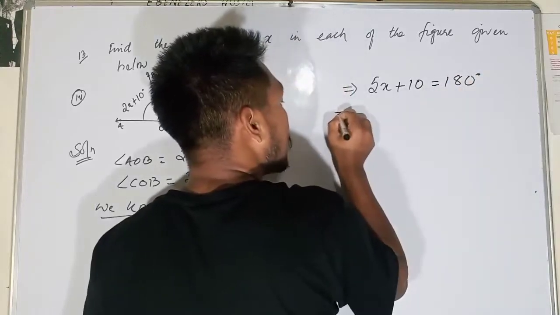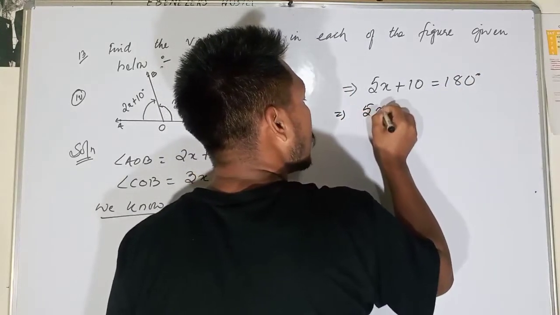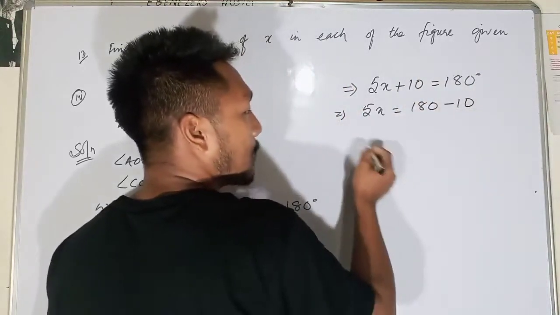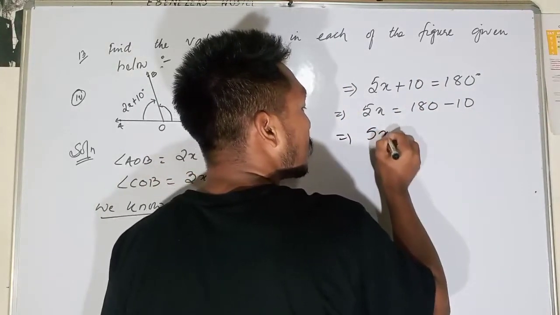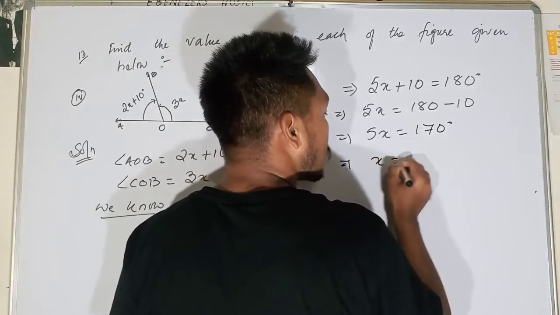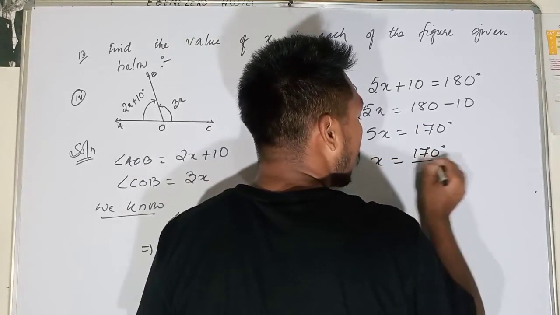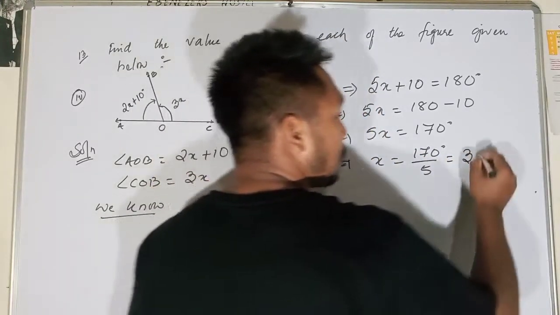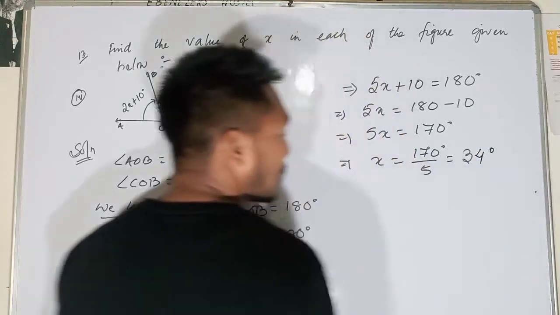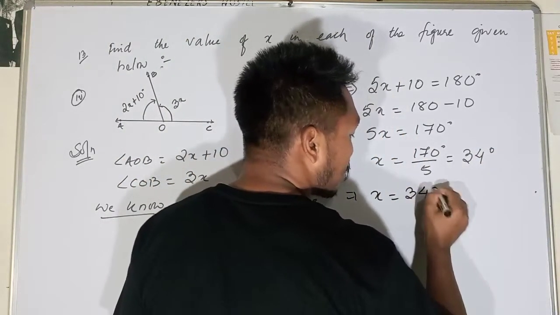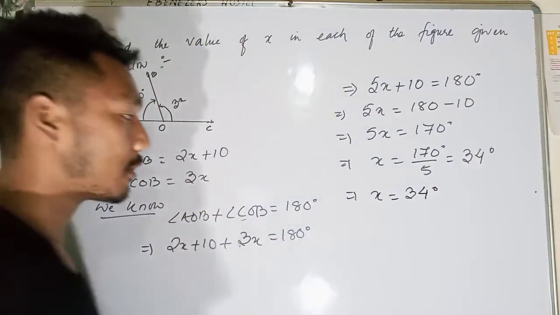So which implies that 5x will be equal to 180 degrees minus 10. If you move the 10, this side it will become minus. Then 5x will be equal to 170 degrees. Then x will be equal to 170 degrees divided by 5. So 5 3s are 15, 2 in hand, 5 4s are 20. So your answer is x equal to 34 degrees.